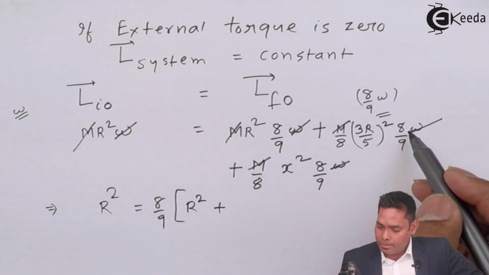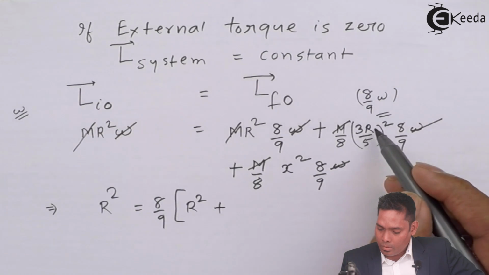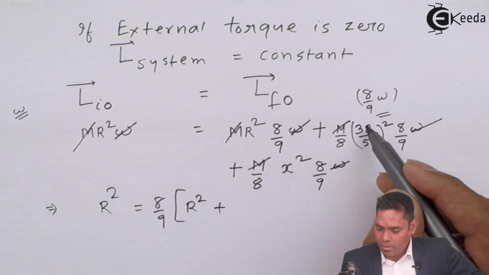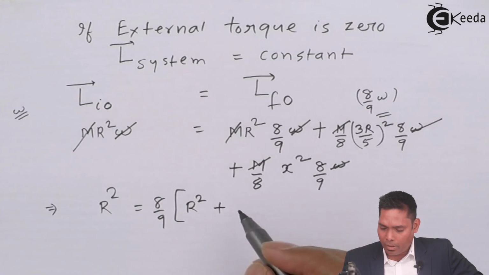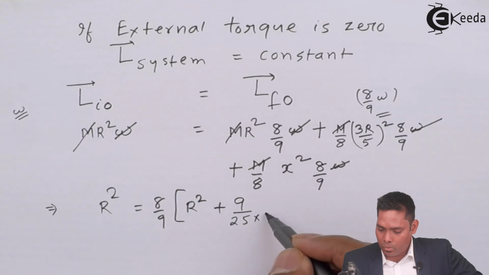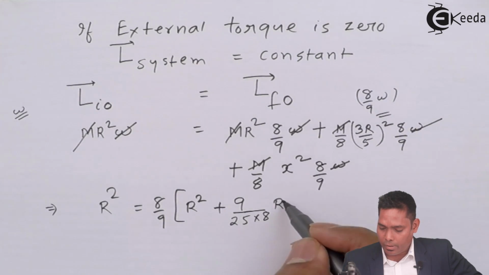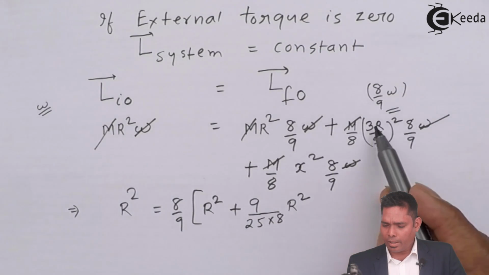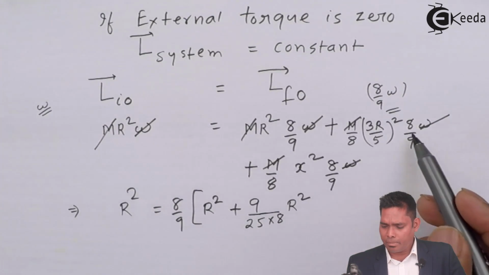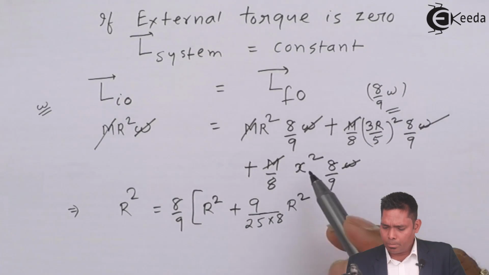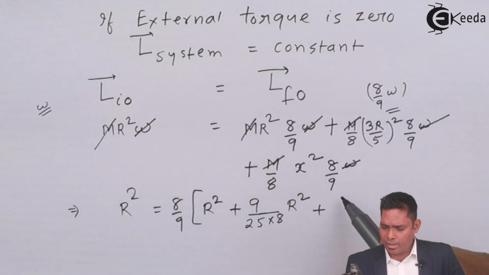Here it is 9 divided by 25 into 8, r square. So this is 3 3 is a 9, 25, 8 is there. 8 by 9 is taken out, so it is not considered, plus this is x square divided by 8.